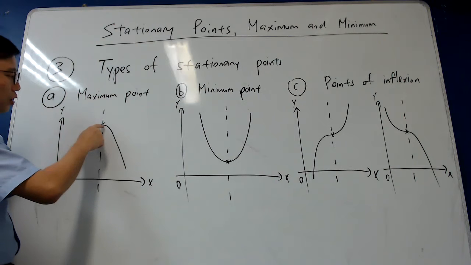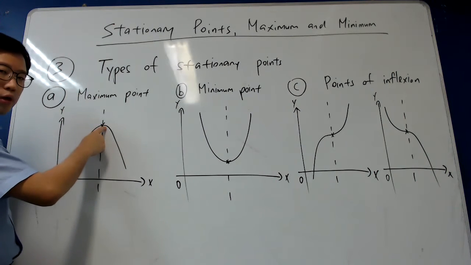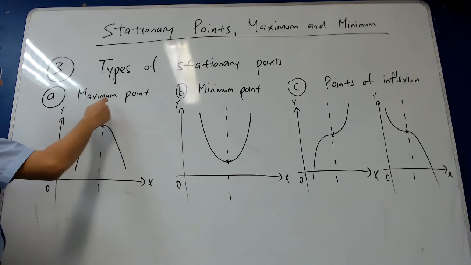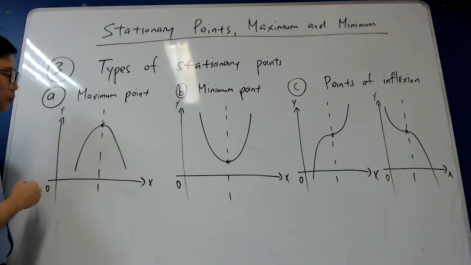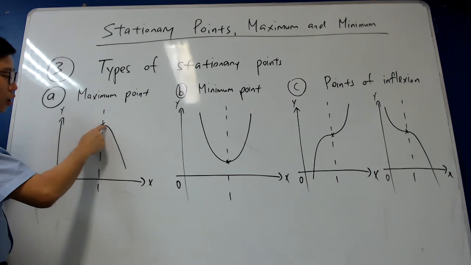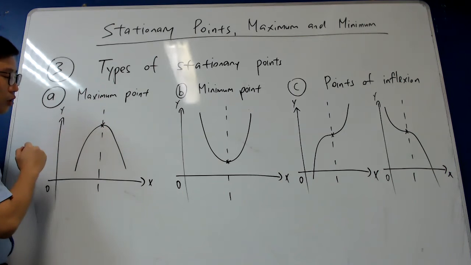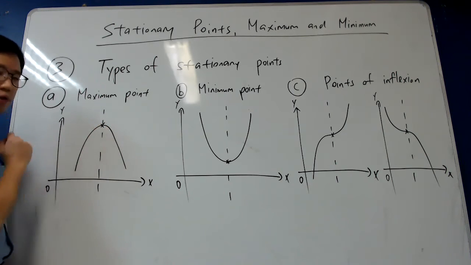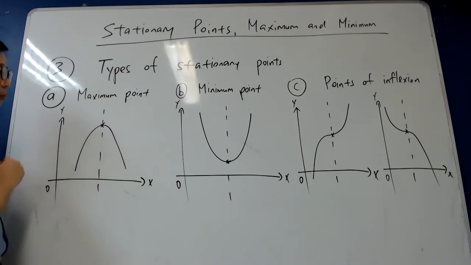This is a maximum point. As you can see, it is the highest point of the curve. Why is this called a maximum point? This is because the y-coordinate of this point is greater than the y-coordinate of any other points of the curve. That is why it is called a maximum point.